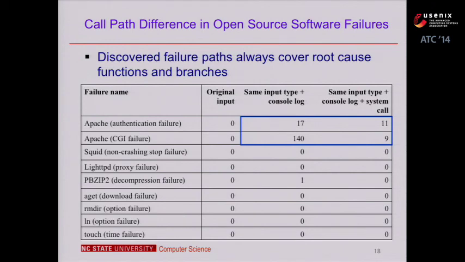As we can see some differences here, we were wondering whether the code path we found is still helpful for debugging the problem. So we manually examined the code paths, and we found that all of them cover the root cause function and branches. We also have detailed results for comparison at the branch level. You can check out our paper.